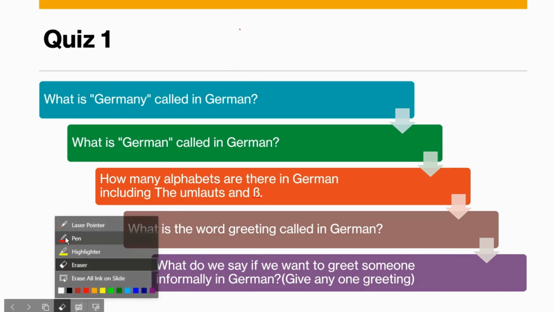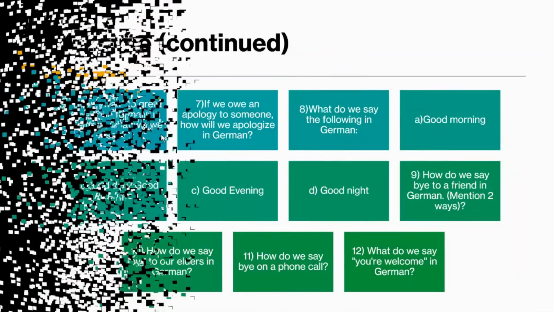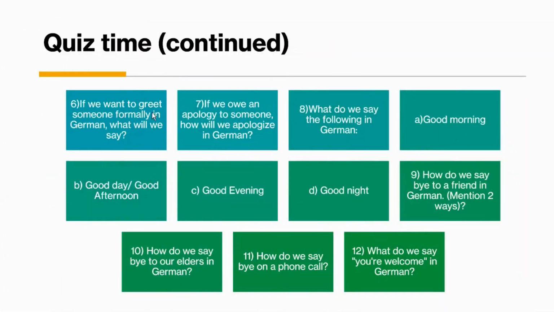The next question we have is, what is the word greeting called in German? What do we say if we want to greet someone informally in German? You have to give any one greeting to remember. So this is the quiz continued. If we want to greet someone formally in German, what will we say? Let's say if we want to say hi to someone, then what will we say? Just try to recap a little. If you want to apologize to someone, how will we apologize in German? So this we just discussed now.